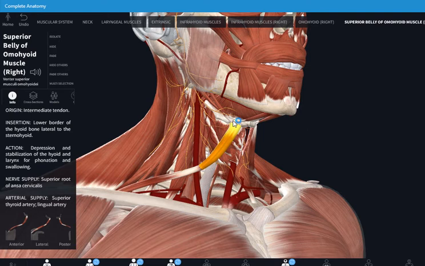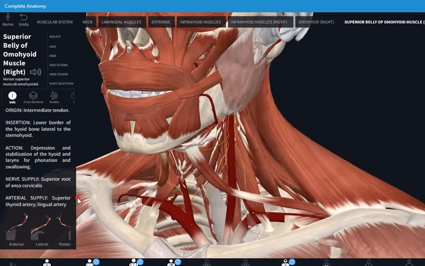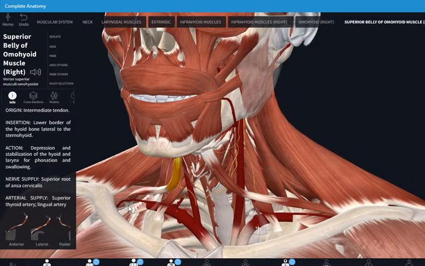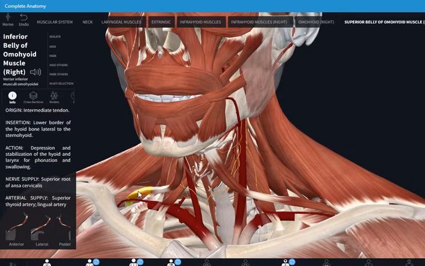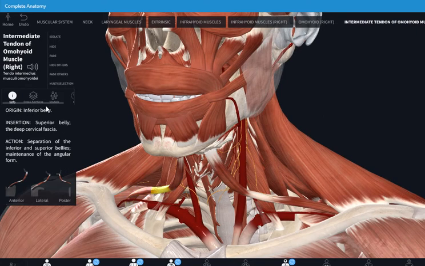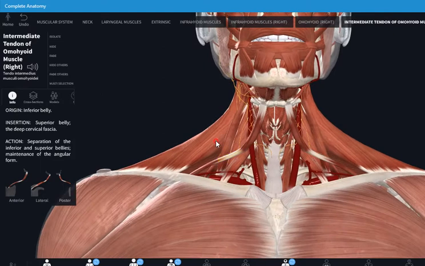So this is the lower border of the hyoid here, and this is the insertion, and we have the origin at this point here, at this other portion here. So omohyoid is going to end at this portion here, and that portion is on the ribs below here. This portion here is going to be called the inferior belly, but this is a certain ligament, so we can call it as such.